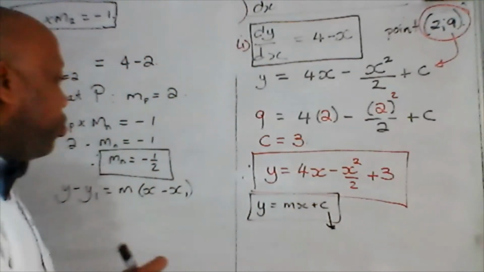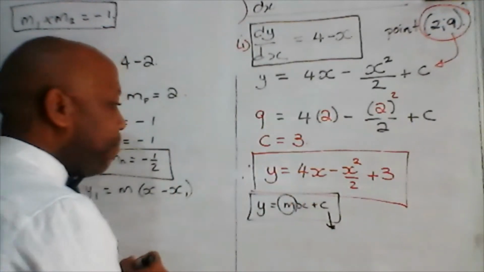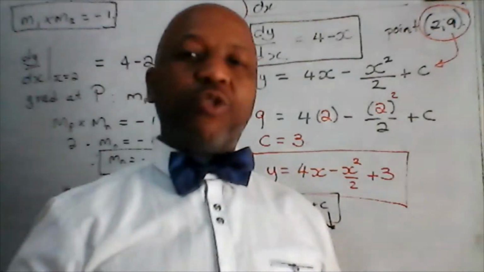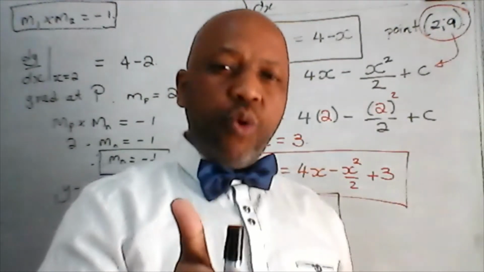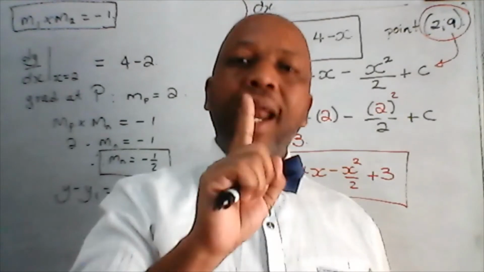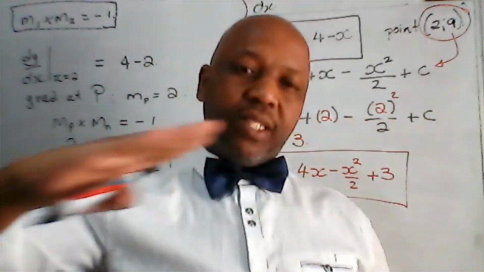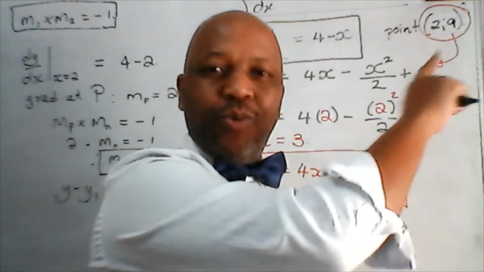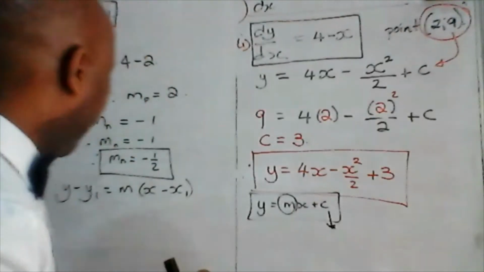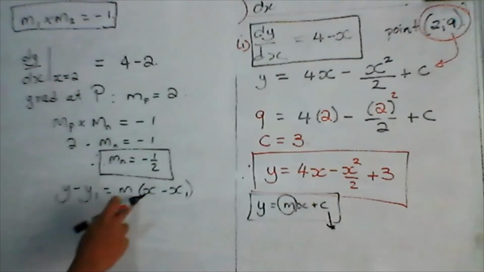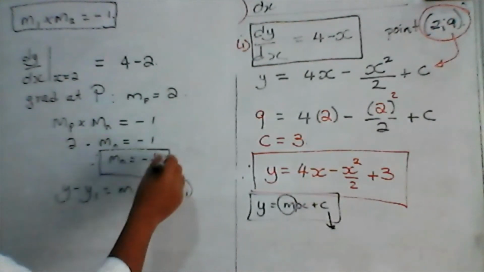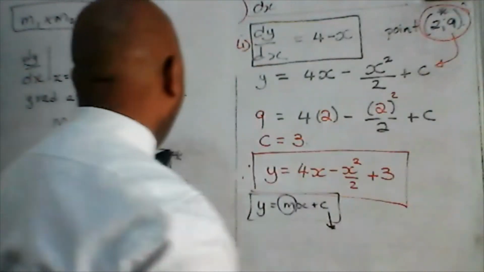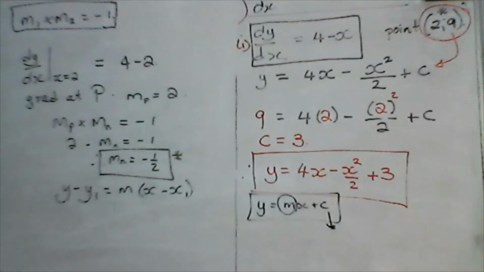Or, if we don't know the gradient m, we can use this format but substitute m with y2 minus y1 divided by x2 minus x1. In this case, we do know m, and we know one point that lies on the straight line that we are looking for. What is that point? Of course, it's that 2 and 9 there. It lies on the point. So y minus y1 is equal to m into x minus x1. This is our m. This is our y1 and x1. Let's substitute.